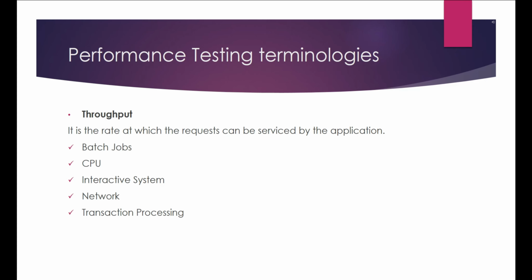Throughput. It is one of the common terminologies that we hear in our office conversation on a daily basis. It is the rate at which the requests can be serviced by the application. Batch jobs. It is measured in jobs per second. CPU. It is measured in million instructions per second or million floating point operations per second. Interactive system. It is measured in requests per second. Network. It is measured in packets per second or bits per second. Transaction processing. It is measured in transactions per second.